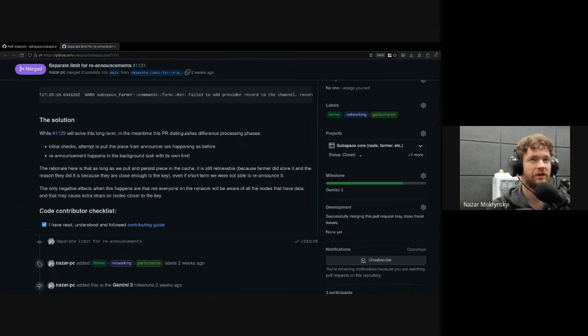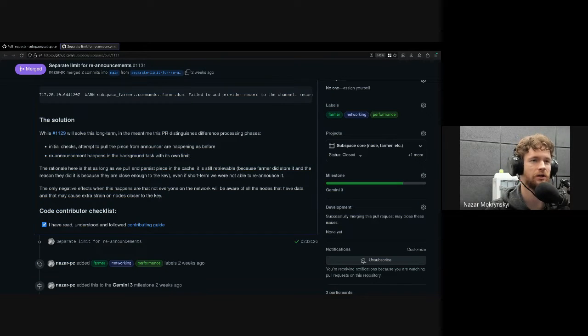there are several things that happen on the farmer when we receive an announcement about a particular piece available on the network. We check whether we have it in the cache. We check whether we already have it plotted, whether we have announced that, and if we didn't and we should cache it, then we try to pull it from the network. We store it, we announce it, and things like that. It turns out that all of that is slow and takes a while, especially the networking part.